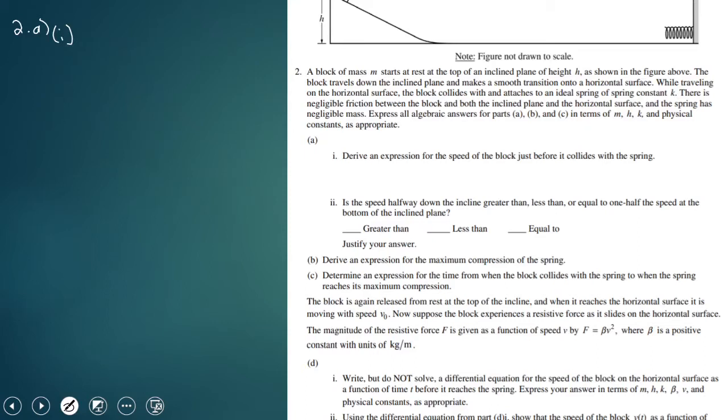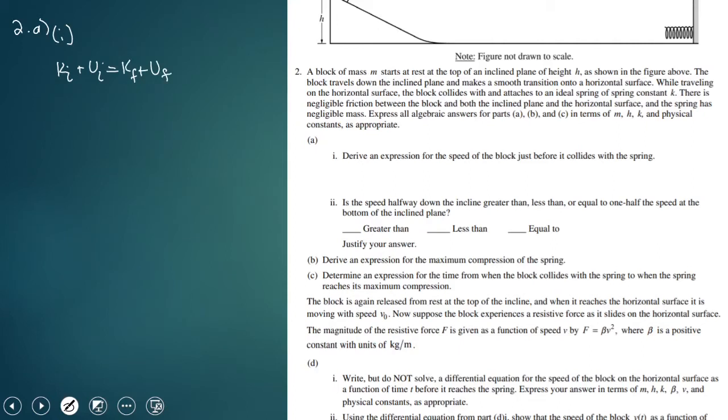Express all algebraic answers for part A, B, and C in terms of just m, h, and k, and physical constants, obviously. Okay, so A, part I, says derive an expression for the speed of the block just before it collides with the spring. The way that I like to do this type of question is with conservation of energy. It's the easiest way. And so as we know, conservation of energy says that the initial kinetic and the initial potential energy has to equal the final kinetic and the final potential energy.